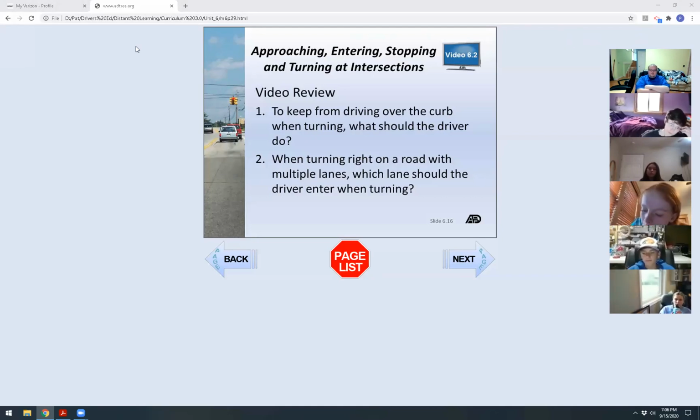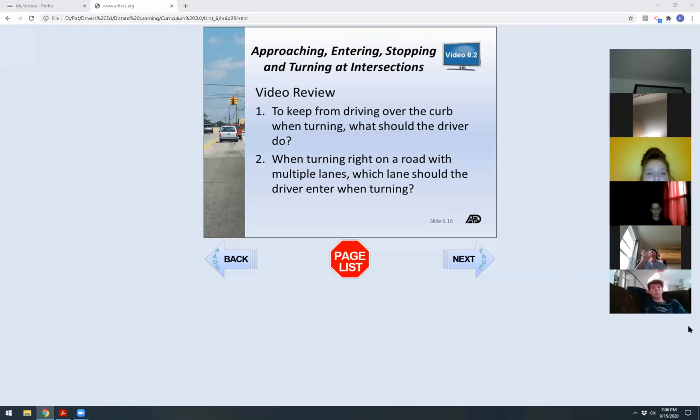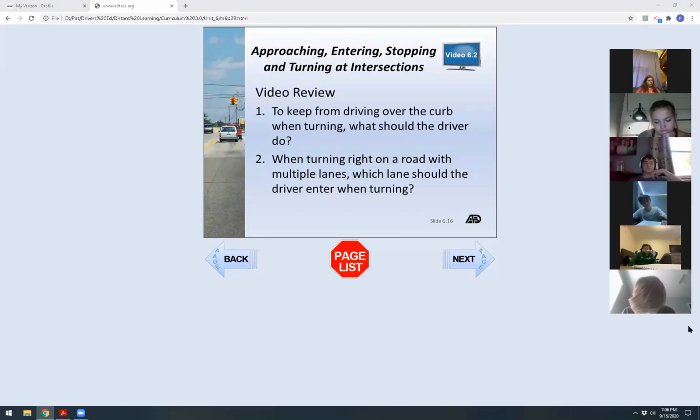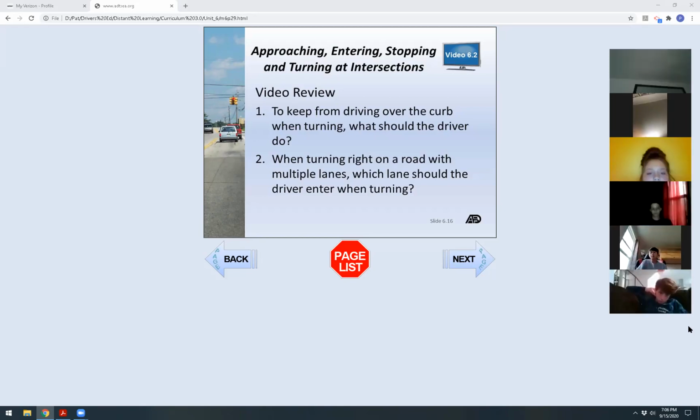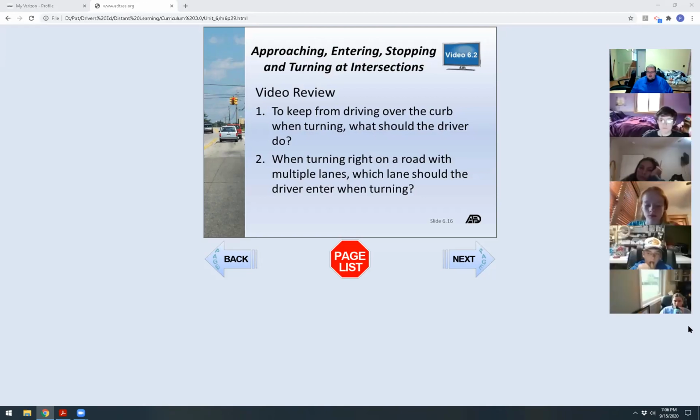So we got a couple questions here. To keep from driving over the curb when turning, what should the driver do? All right, I don't think I called on you yet, Ty. So Ty Johnson, go ahead and give me an answer to that if you got one.